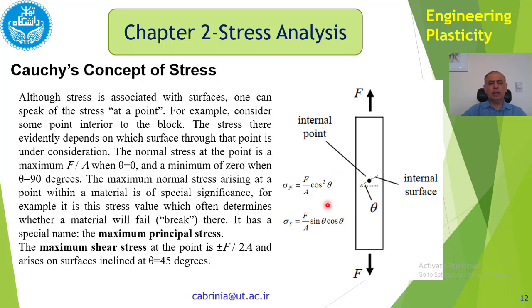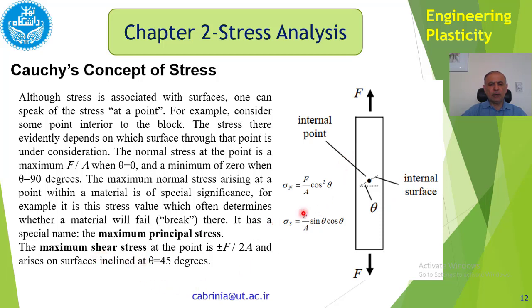You may remember that in your BSc course, when we were talking about failure and failure criteria, we had one criterion which was based on normal stress. So when normal stress reaches the maximum, the material fails. So it has this significance. It is important. We say here that it has a special name, which is called maximum principal stress. So maximum principal stress is the stress normal to the plane. For any plane that we consider inside the material, the stress normal to that is the maximum principal stress.